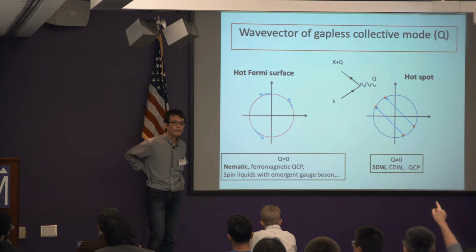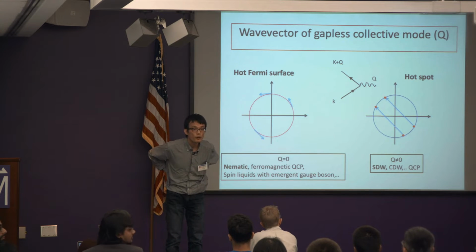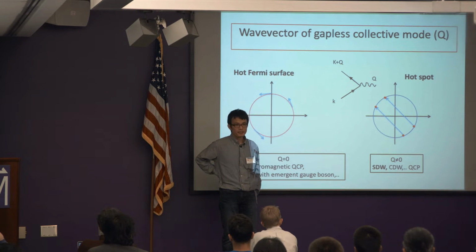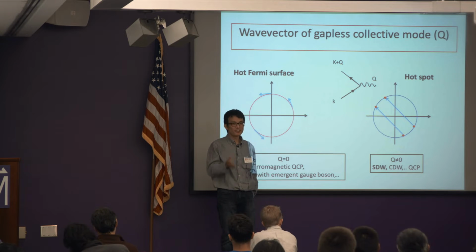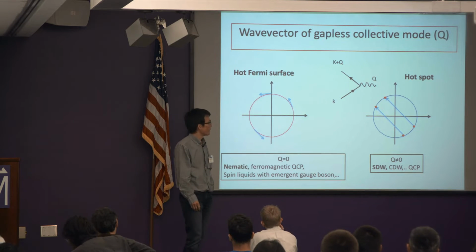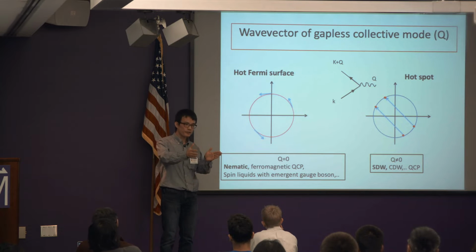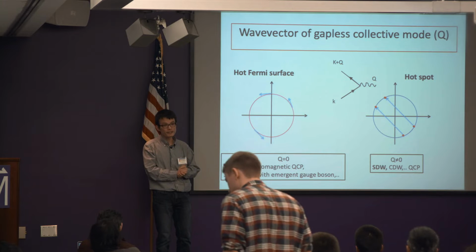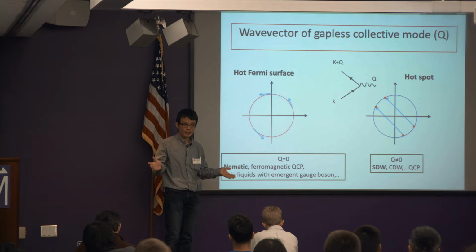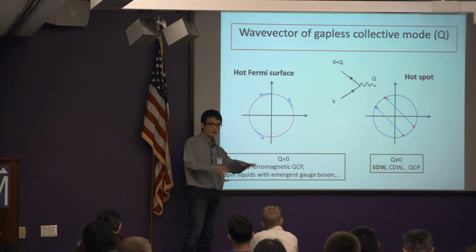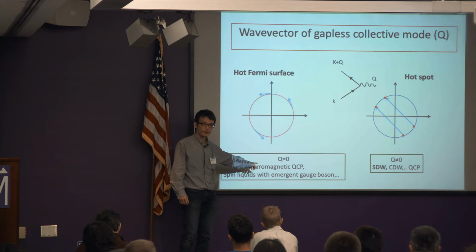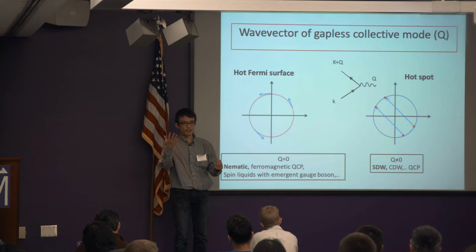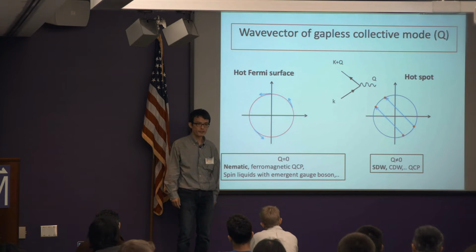Yes. How long is the Q? Sorry? How long is the Q? Q is either 0 or non-zero. Q is the inverse length scale of the density wave. Okay, so it can be of order 1 over lattice spacing. That can be as large as it can be. Or if you have a uniform order, then it is 0. But 0 is qualitatively different from anything that is non-zero. I think that's what I'm trying to say.